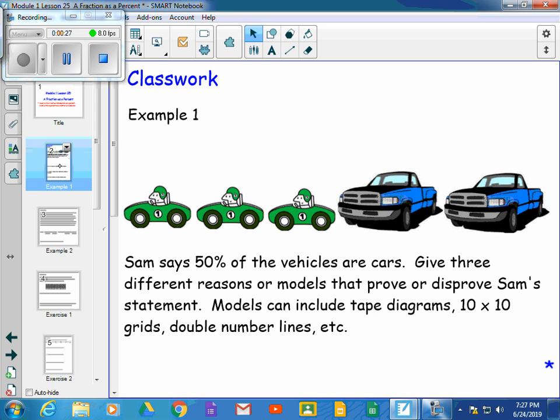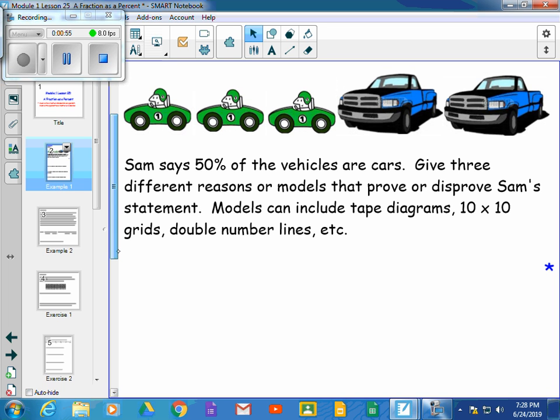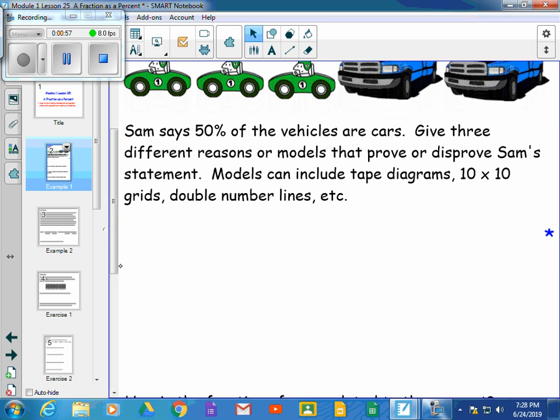Let's start by looking at example number 1. Sam says 50% of the vehicles are cars. Give 3 different reasons or models that prove or disprove Sam's statement. Models can include tape diagrams, 10 by 10 grids, double number lines, etc. Well, first of all, 50% would mean 50 out of 100, and 50 out of 100 can be simplified to mean 1/2.